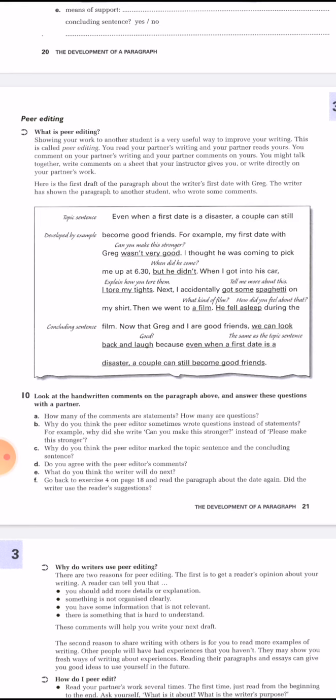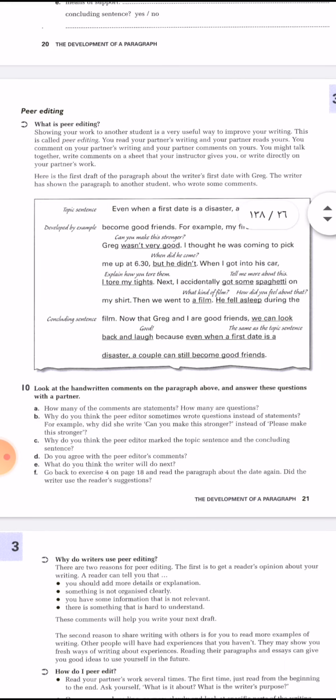It is called peer editing. You read your partner's writing and your partner reads yours. Then you comment on the writer's writing and your partner comments on yours. So you have to deliver your work or your homework to your colleague or your partner. Then he edits and reads yours, and you are reading his or hers. Then you make points that you discovered, and you might talk together, write comments on a sheet that the structure gives you, or write directly on the partner's work.